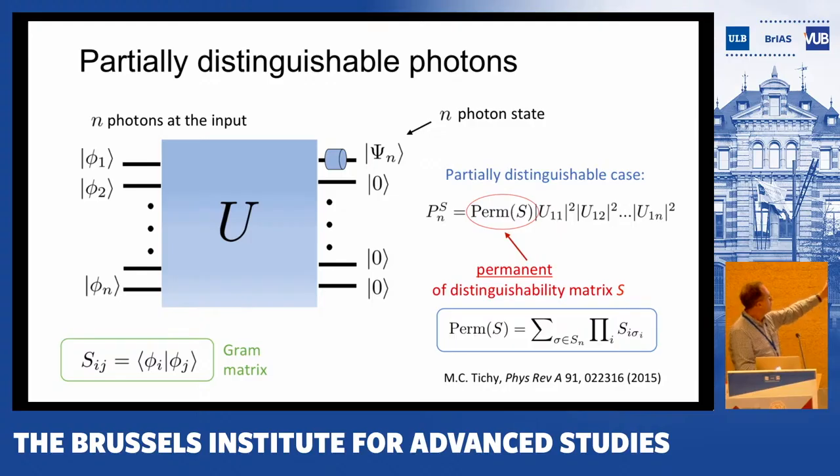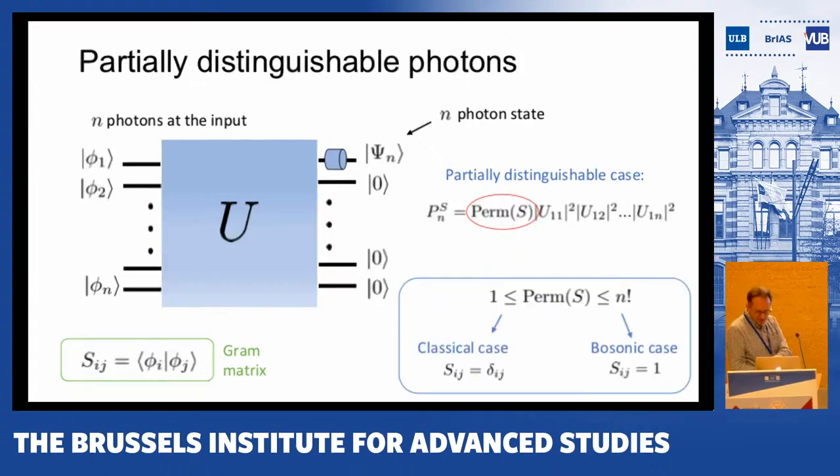So for those of you who don't know what a permanent is, it's almost the same as a determinant, except that you remove the alternating sign plus or minus depending on the parity of the permutations. They all come with a plus sign. So it looks like a very simple change. Actually, it has very deep consequences, but that's not my point here. My only point here is that we have a permanent, and this permanent can actually be lower and upper bounded. The lower bound will be 1.